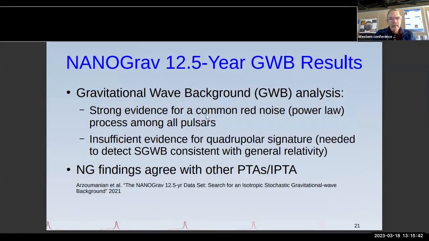Just a mention about, the gravitational wave background is their main goal. It was not my goal. So I'll just mention what they found yet on the 12.5-year data. They're looking for a common red noise source. A red noise, like I said, is low frequency. So it's a power law. In this case, it's like 13/3. It's a power law process that is correlated, that's seen among all these pulsars. So they have seen something. There is very strong evidence that something's there, but it's insufficient for them to declare that it's consistent with general relativity for a gravitational wave, because they need this quadrupolar signature, which they're not seeing yet.